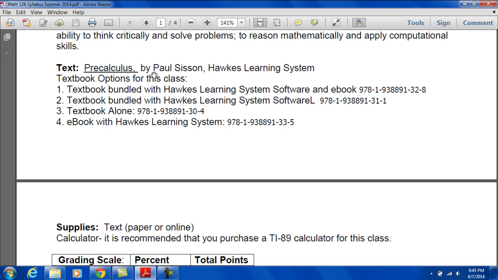Textbook options for the class: you can get the textbook bundled with the Hawks Learning System software and ebook. That's if you want to do your homework online. Textbook and exams online, or one or the other online. There's the ISBN for the textbook bundled with Hawks Learning System software. That second one does not include the ebook. You can get the textbook by itself, or you can get the ebook with the online software as the last one. If you want to do your exams or homework or both online, you need the online component.